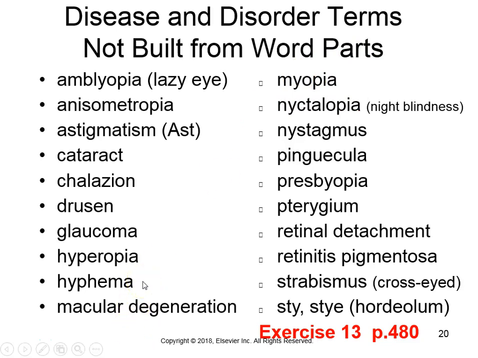Hyphema is basically a hemorrhage or an issue. You got hit in the eye is most likely what happens, and then you have some kind of hemorrhage in the eye.